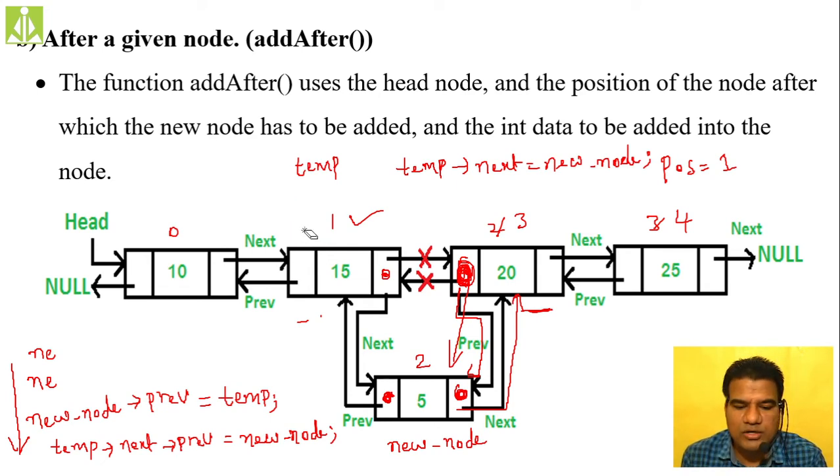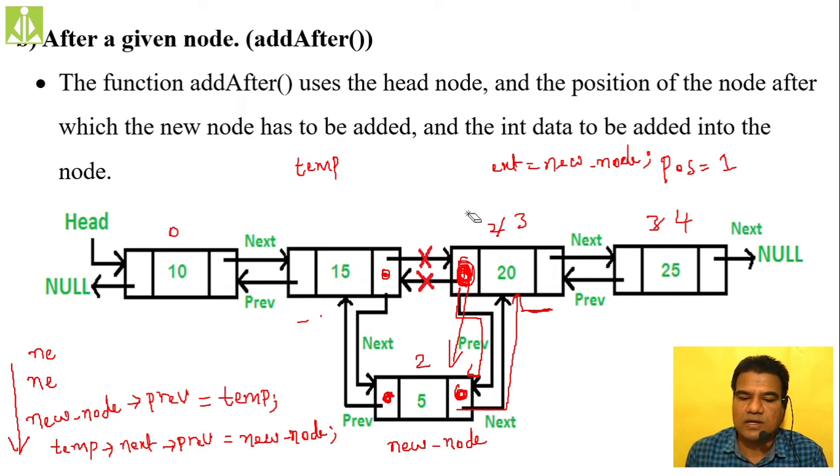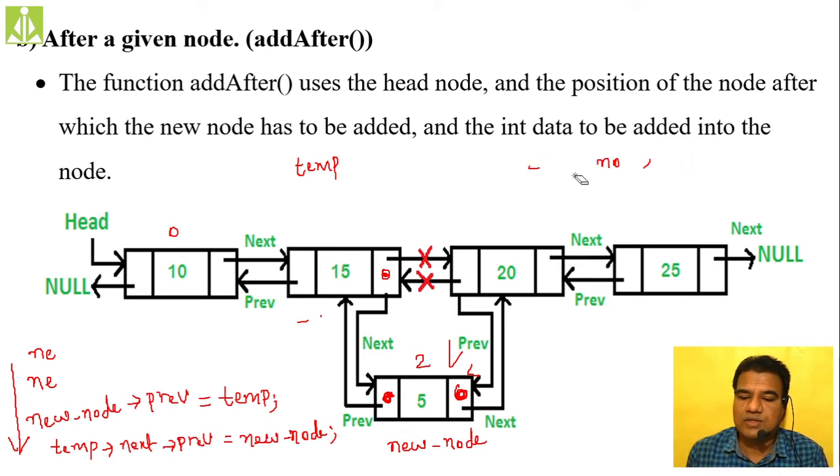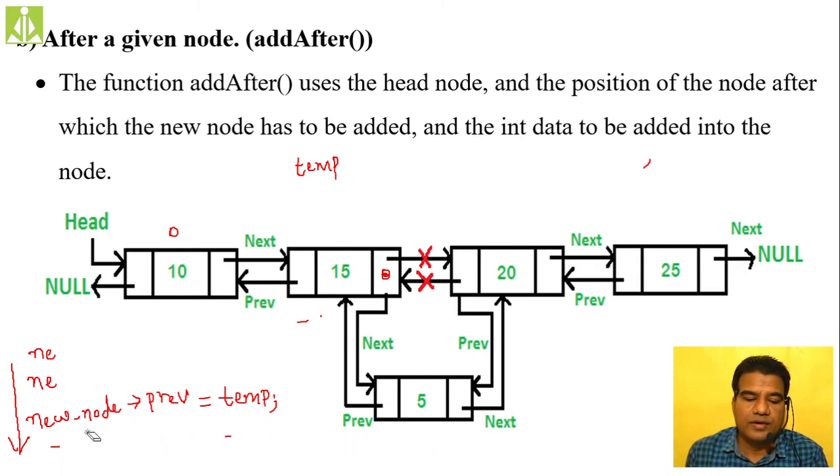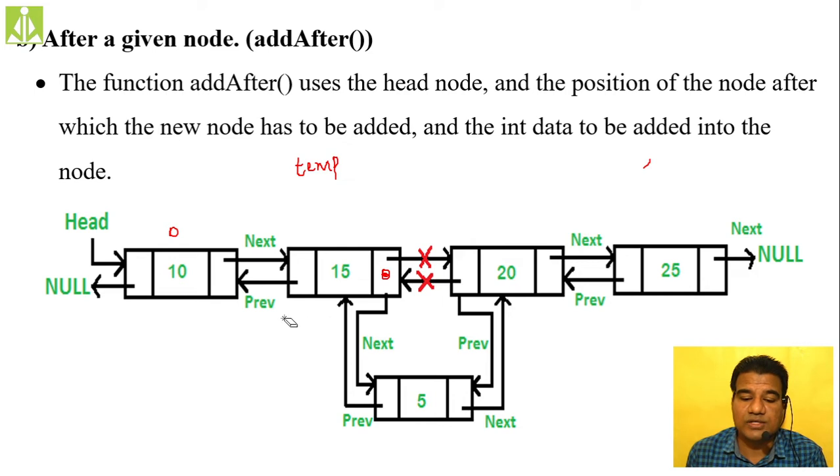Our temporary pointer will point here only, right? So I will draw, no issues. Because we need to have the understanding of this one, why we are doing it like this. That is the reason I'm removing all these things. It is an important and valid point, and you need to have the idea of this point.